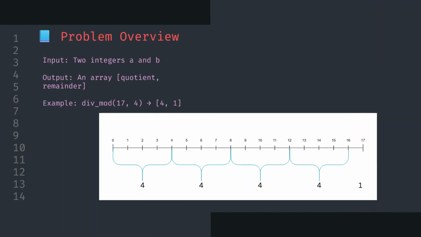Let's look at the task. We're given two numbers, and we want to return both the result of integer division and the modulus, basically the remainder. So if we divide 17 by 4, we get four full groups with one left over. That means the output should be 4 and 1. Let's now take a look at the code that does this.